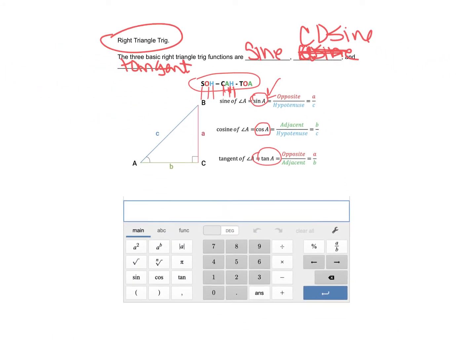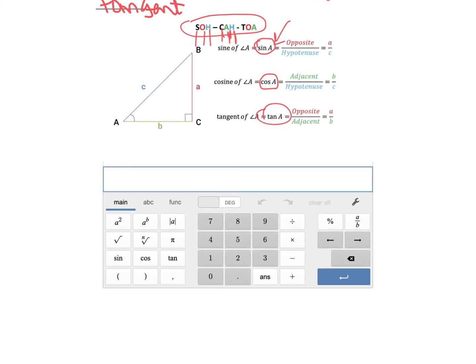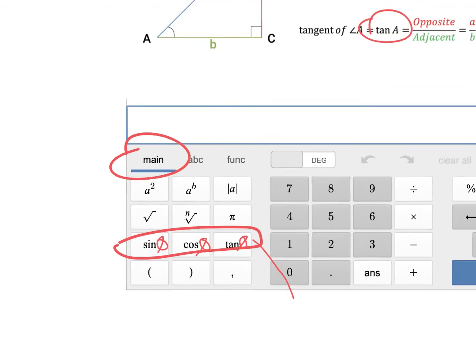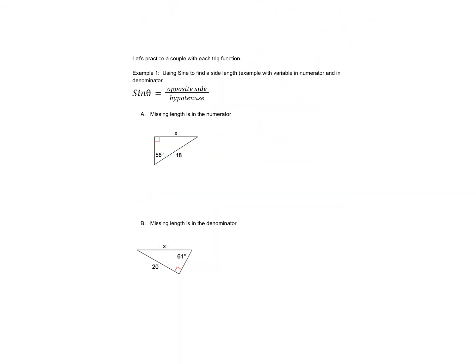So let's take a look at how we can actually use that to find some side lengths. In order to do this, though, you are also going to have to be familiar with your Desmos calculator. And if you open your Desmos calculator, you will notice on your main screen that you have sine, cosine, and tangent right down here. So when we use those, we're going to have the sine, and technically it should be like the sine of an angle, which we'll call theta. That's what that means. But they don't put that in there on the Desmos calculator. So let's actually find some side lengths.